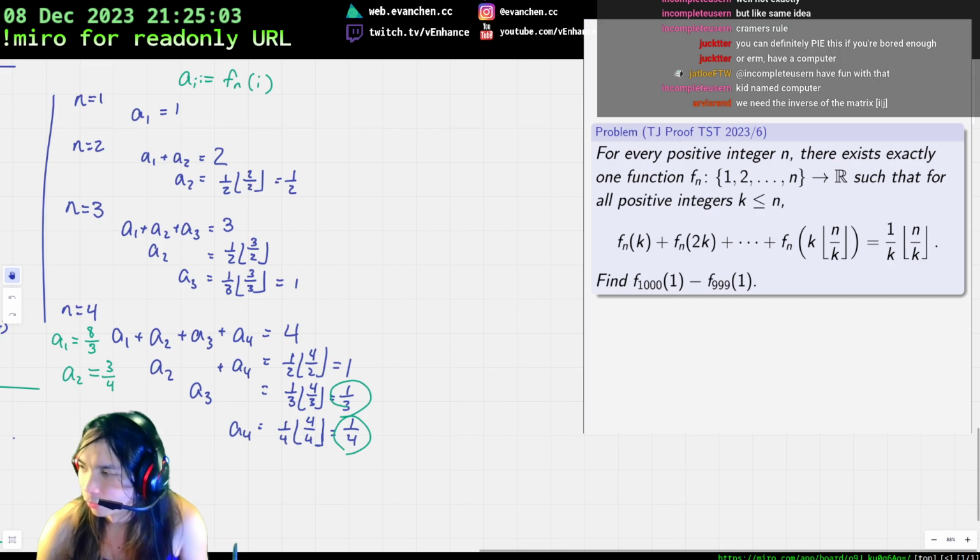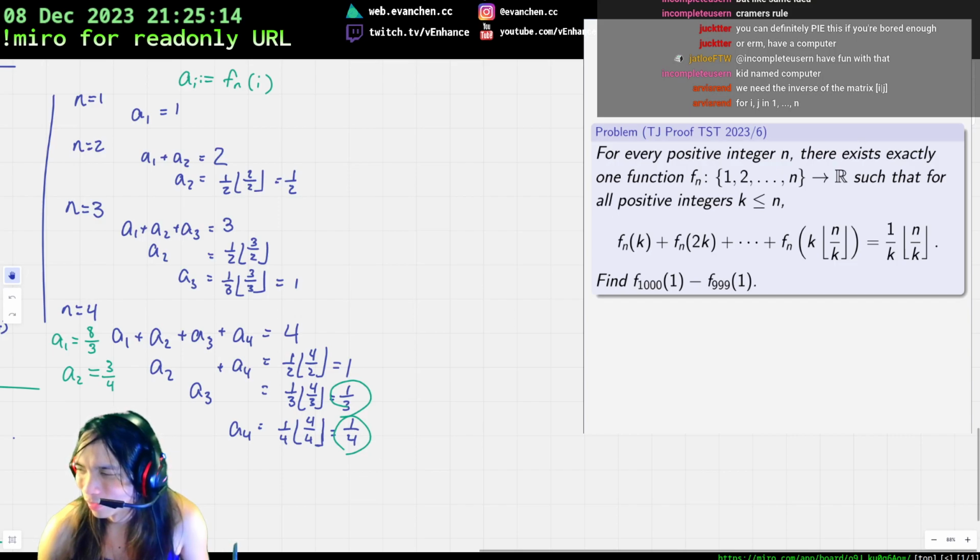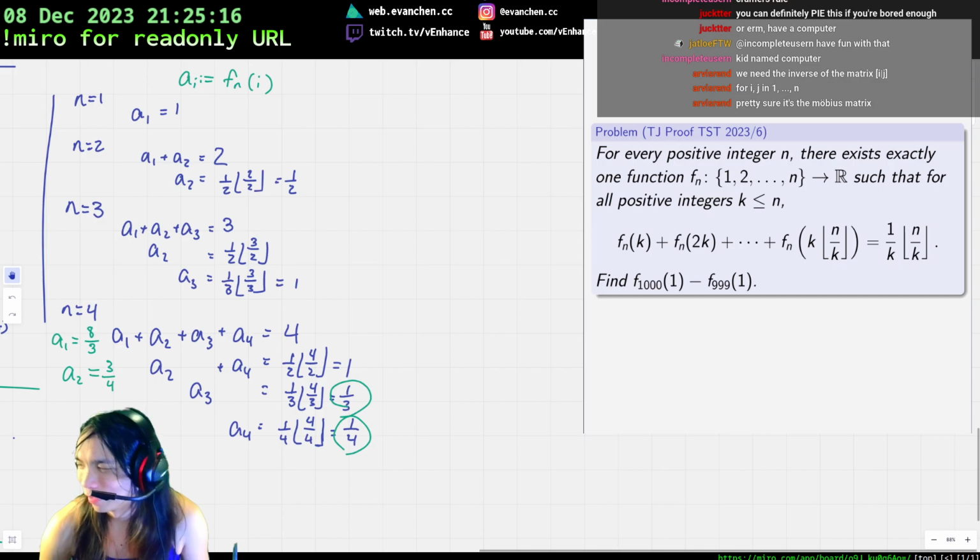I really don't like the floor n over k on the right hand side though, that doesn't feel good to me. What if I... no, actually no, that's pretty bad.